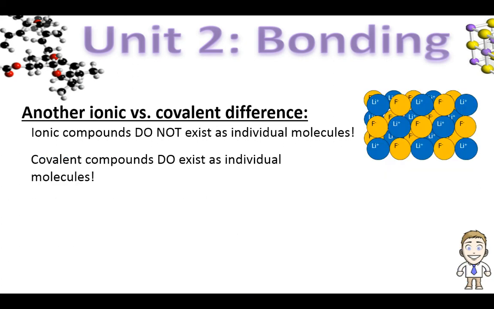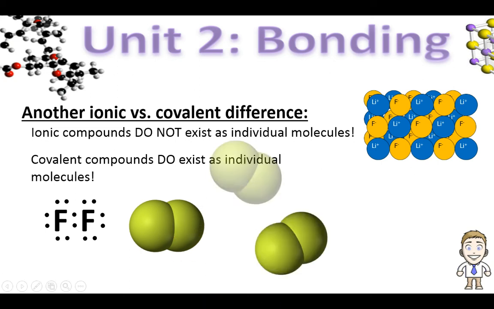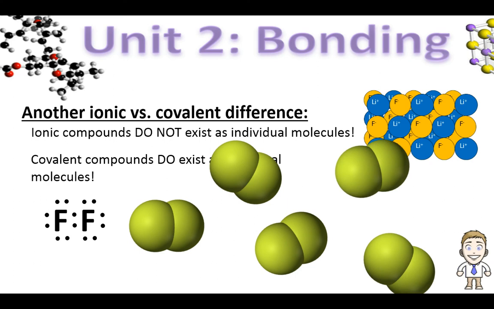If we compare this to covalent compounds, these things do exist as individual molecules. F2 probably would look more like this in real life. F2 is separate from this F2 molecule, which is separate from this F2 and this one, and this would carry on for however many F2 molecules there are. Understanding this difference is a really important part about understanding ionic compounds versus covalent ones, and it's going to help you to explain tons of different things later on.